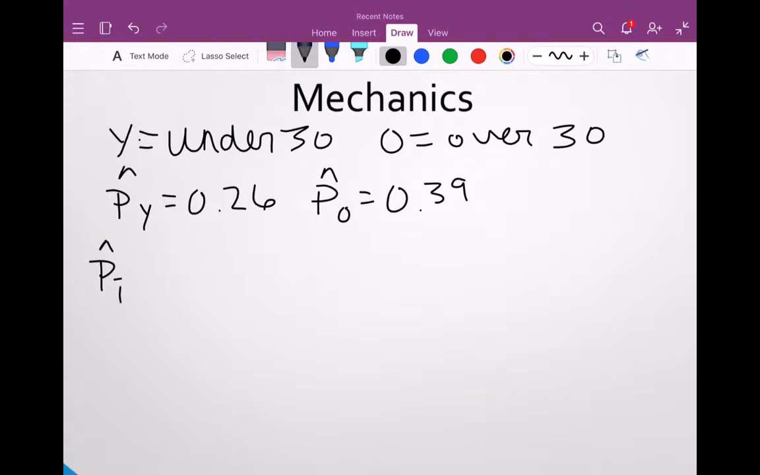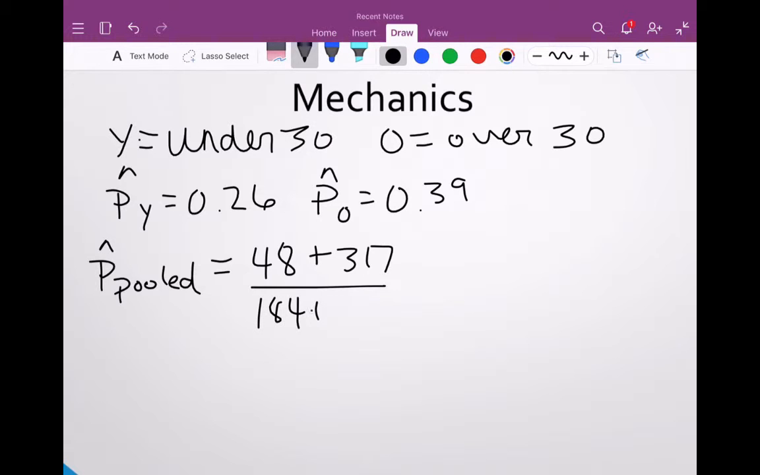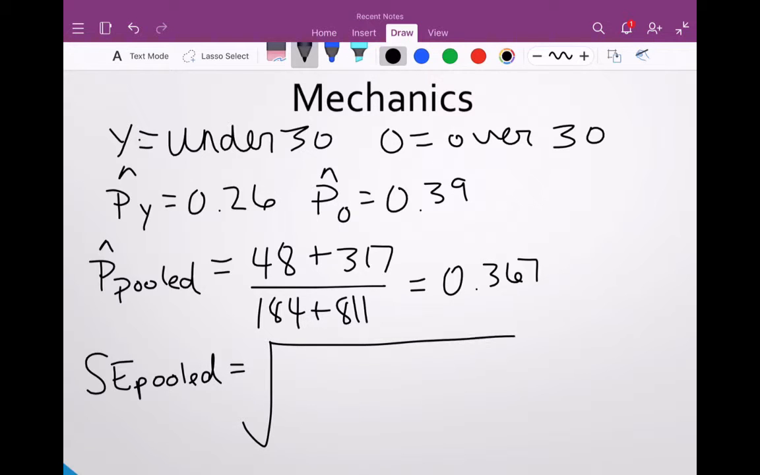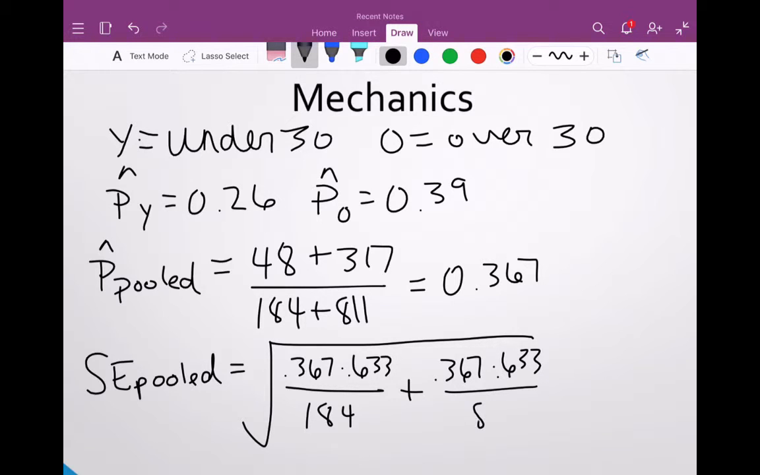So once we do that, we need to calculate our P hat pooled value. So our P hat pooled is equal to 48 successes from our first sample plus 317 from our second sample divided by 184 plus 811, which ends up equaling 0.367. Once we have our p-hat pooled, we can then calculate the standard error of our pooled value. So in this case, the standard error is going to be the square root of 0.367 times 0.633 divided by 184 plus 0.367 times 0.633 divided by 811, and this equals 0.0394.